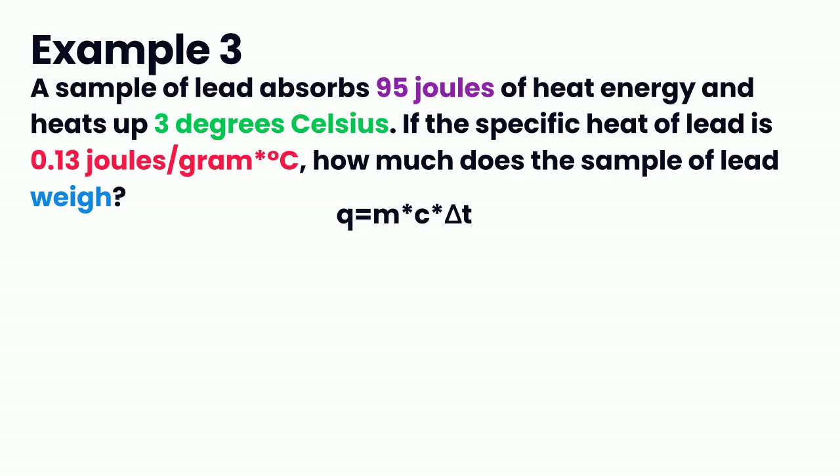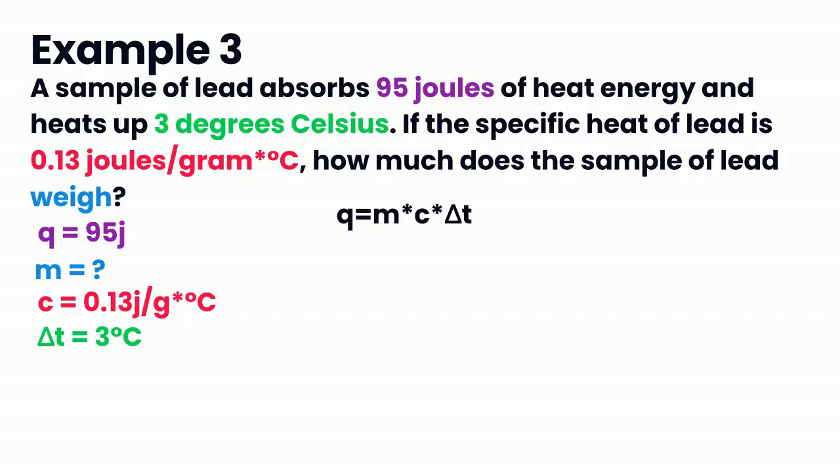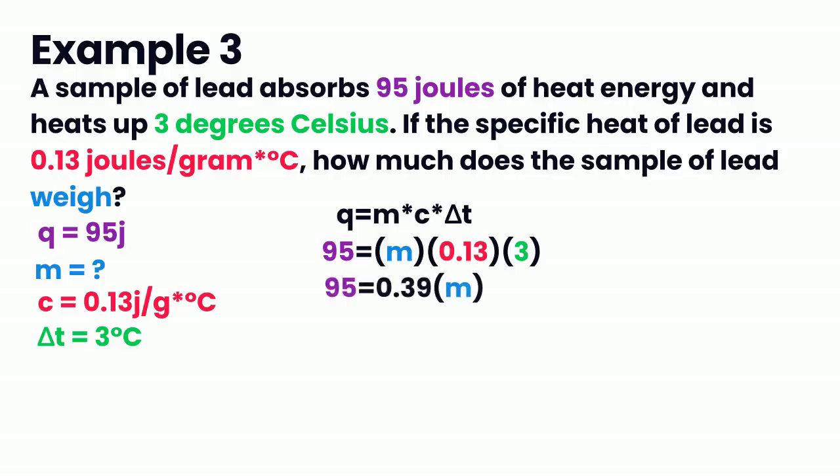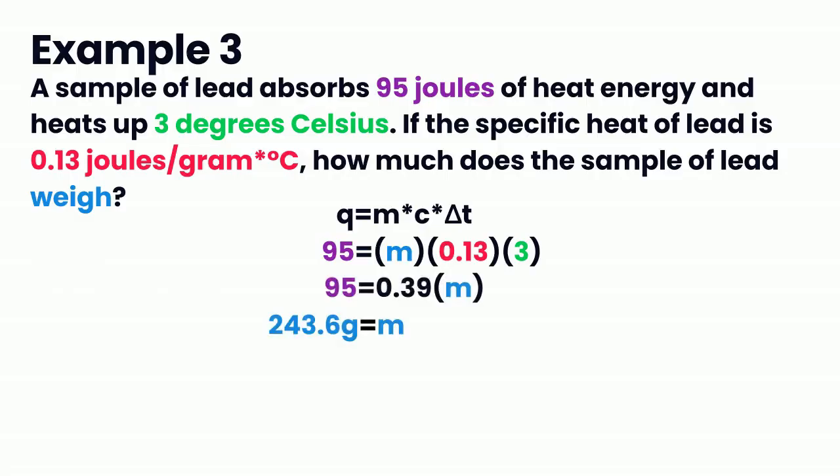Okay, hopefully you and your partner have been able to work through example 3. First, we should have made a list of the things that we know and we don't know, just like this. After that, I hope we plugged our values into the specific heat equation and we calculated the value of m to be 243.6 grams. Did you all get that? Okay, I hope so.